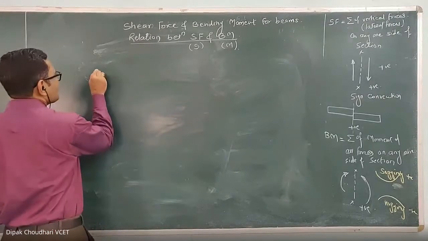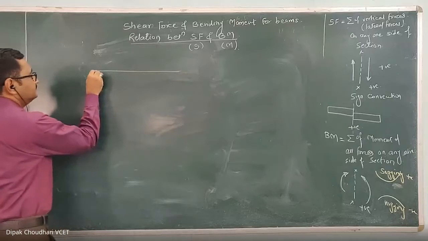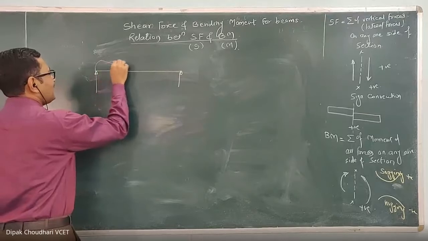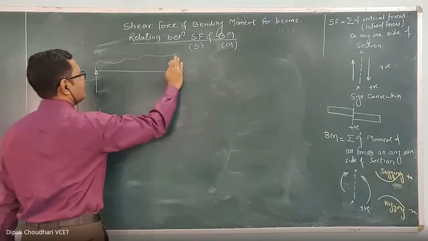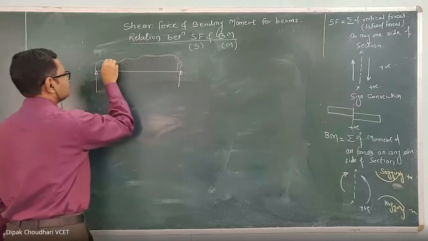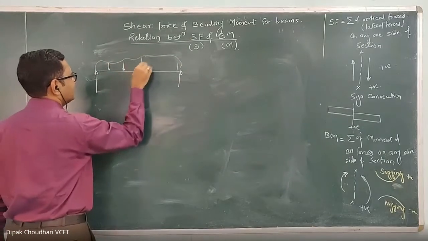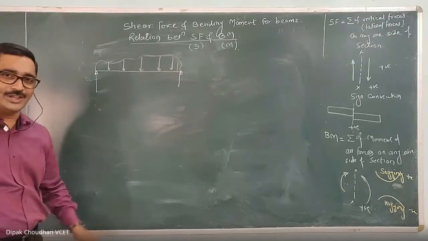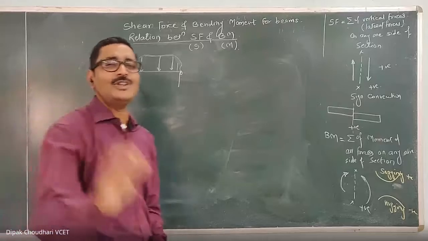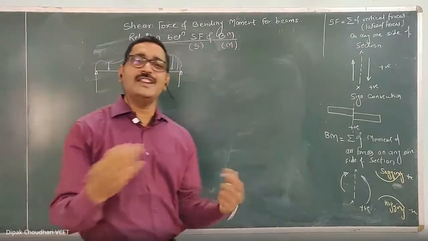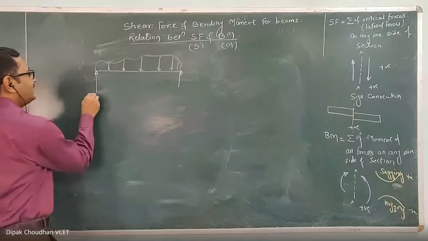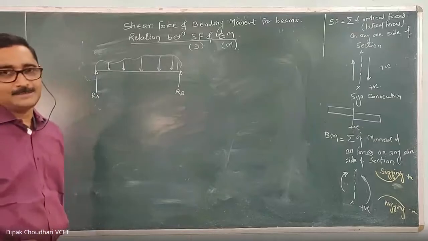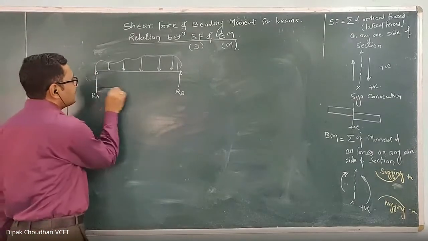Let's consider one simply supported beam. This is one simply supported beam subjected to some type of loading. I'm considering this distributed type of loading. It is a distributed type of loading, but I have considered it as a random loading. It is neither UVL nor UDL. Somewhere it varies, somewhere it remains constant. Let the support reactions be RA and RB. Let the length of this beam be L.